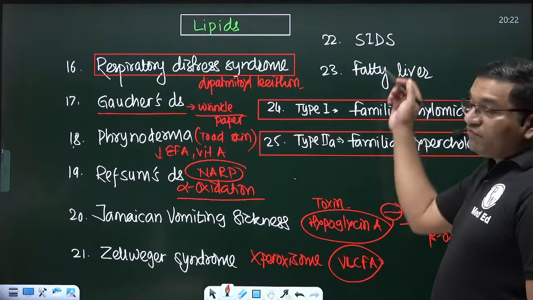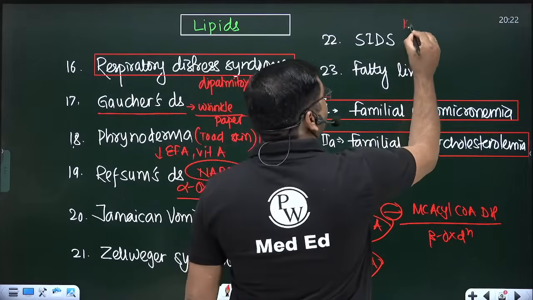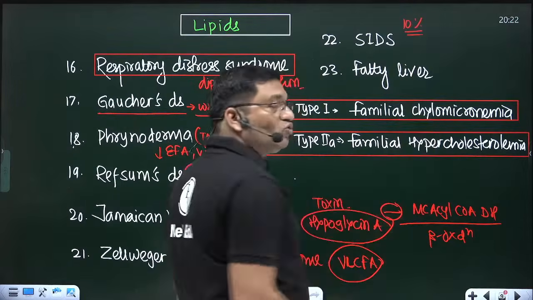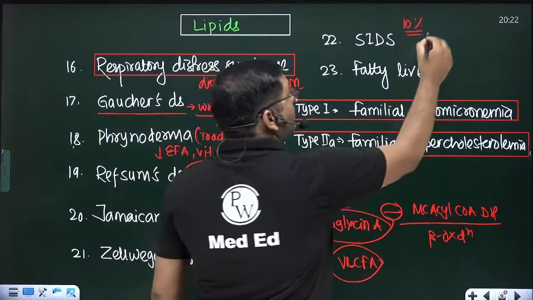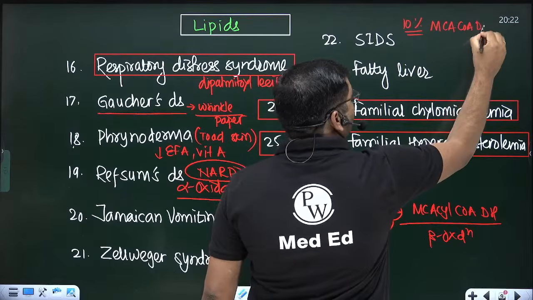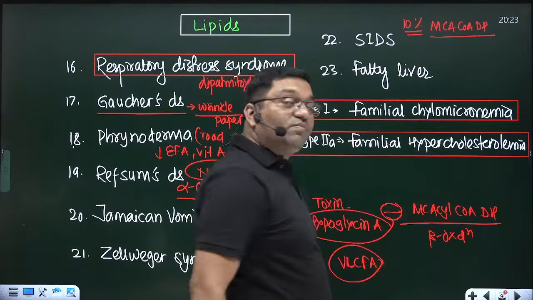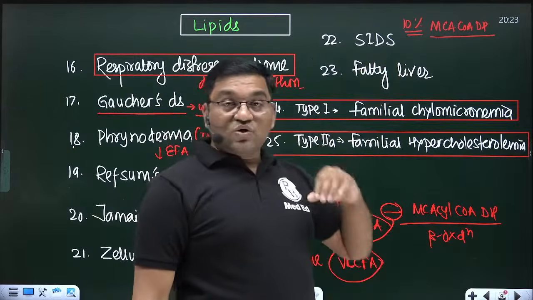Then sudden infant death syndrome: 10% of cases of sudden infant death syndrome are thought to be because of decreased activity of medium chain acyl coenzyme A dehydrogenase. Only 10% of cases. The rest of the causes are not known.